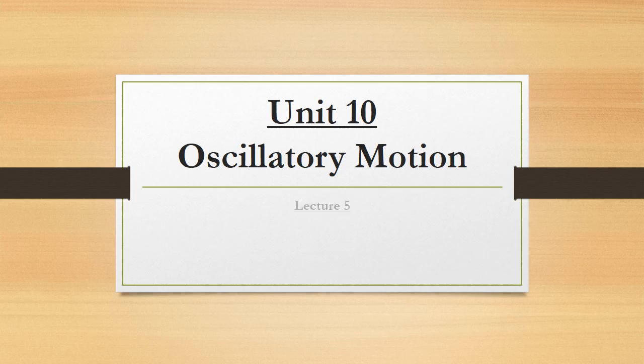The purpose of this video, this is the fifth lecture of Unit 10, is we're going to try to derive the period formula for two different oscillators. One is the mass on a spring and the other is a simple pendulum.